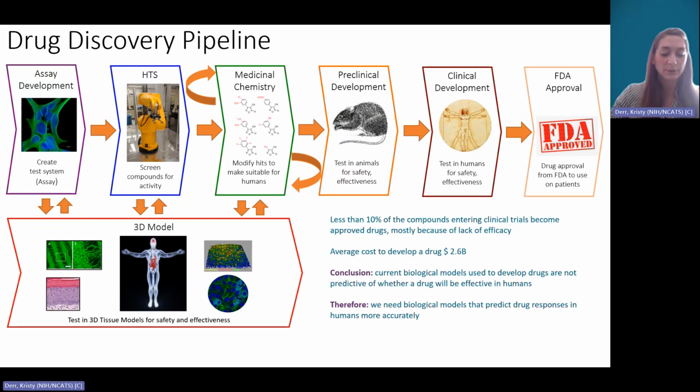So less than 10% of compounds entering clinical trials become approved drugs. That means 90% of the drugs in clinical trials fail. Now, there are various reasons why this happens, but one of the main reasons is that animal models that we're testing for efficacy are not biologically relevant to human. So once these compounds make it to human trials, they end up failing.